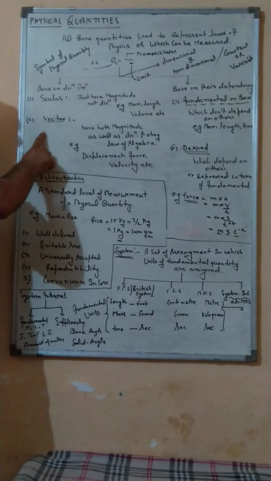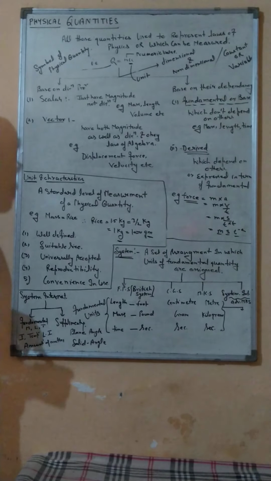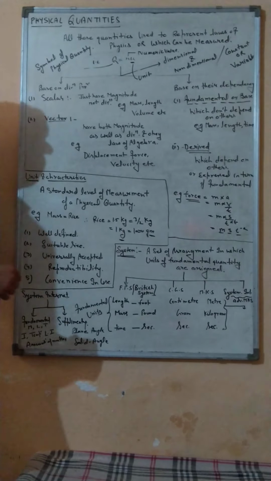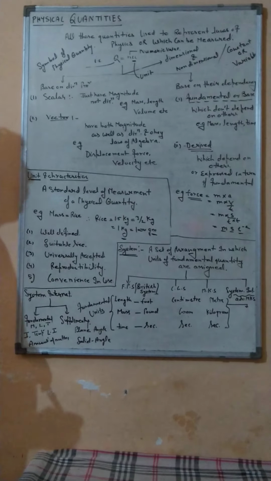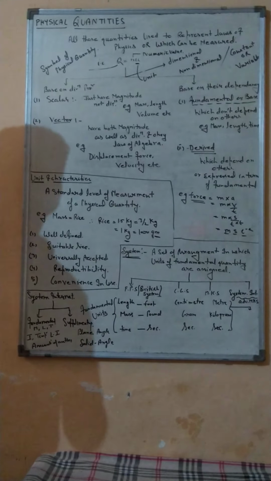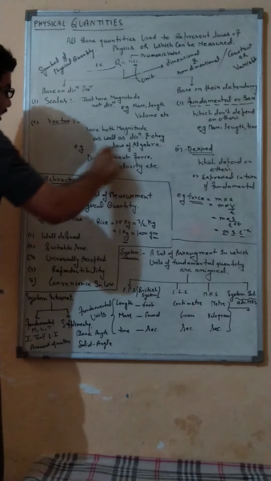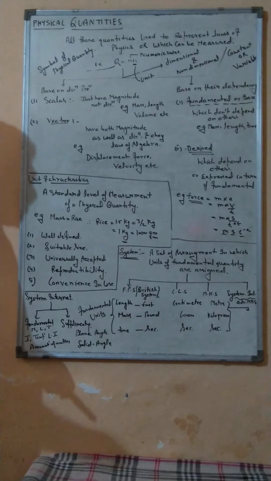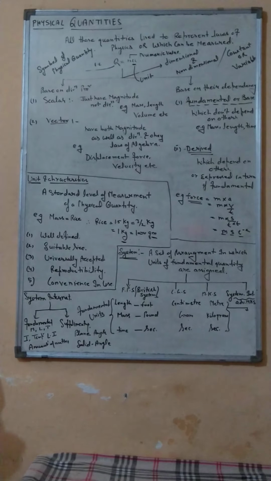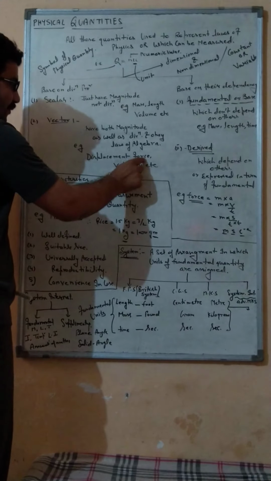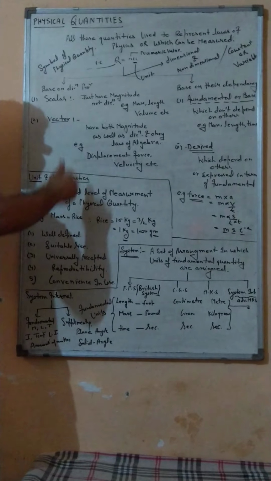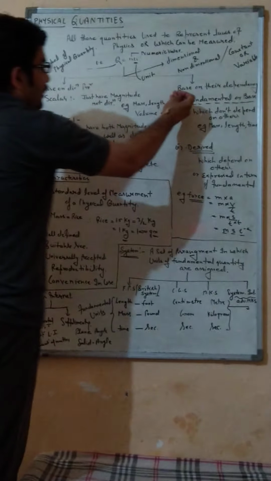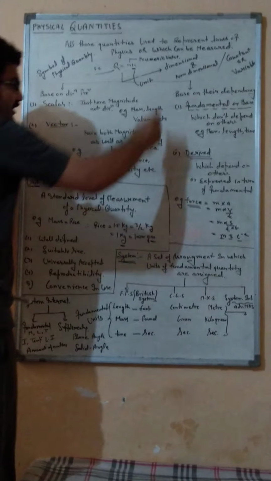While those physical quantities which have magnitude as well as direction, and obey the laws of algebra, meaning these quantities can be added, subtracted, and multiplied, are called vectors. So vectors are those quantities which have magnitude as well as direction and obey laws of algebra. For example, displacement, force, velocity. These terms are very common and we have already studied them in lower classes.